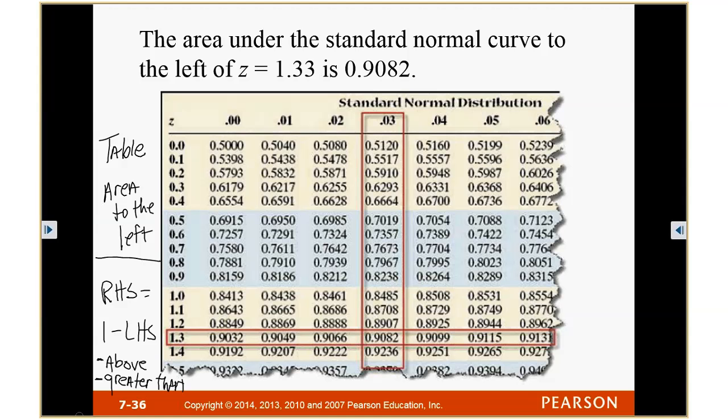Yes, ma'am. How do I know what? 1.33? $1.30 plus 3 is 1.33. Think of it as money. Okay? That's how you do it. Because this is $1.30. See, this is only in the tenths. $1.30, and then you add 3 cents to it. $1.33. That's how I tell students to do it.